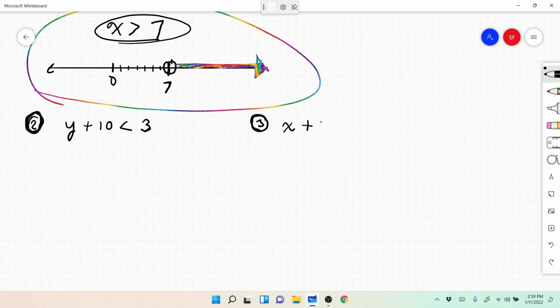Second one is X plus 7 is greater than or equal to 10. Go.